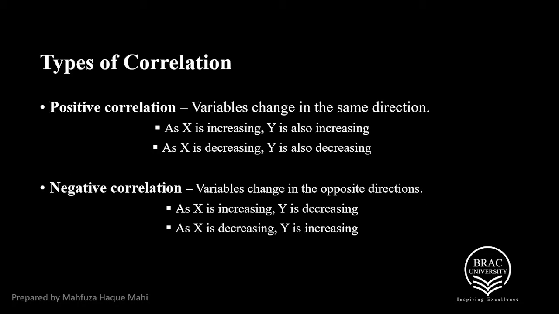There are two types of correlation, positive correlation and negative correlation. Let us consider two variables x and y. If both the variables are varying or changing in the same direction, that means if one variable is increasing, the other is also increasing, or if one variable is decreasing, the other is also decreasing, then the correlation among the variables is termed as positive correlation.